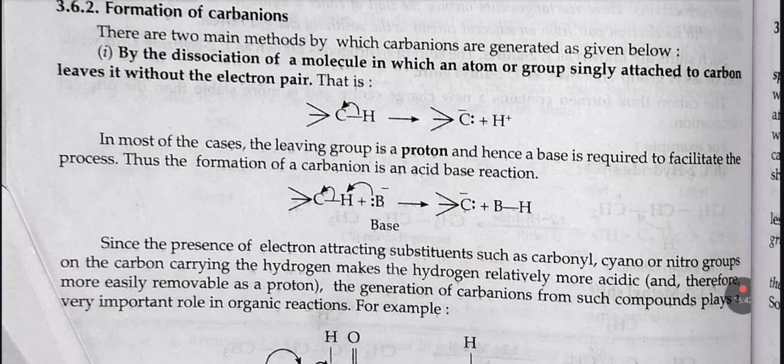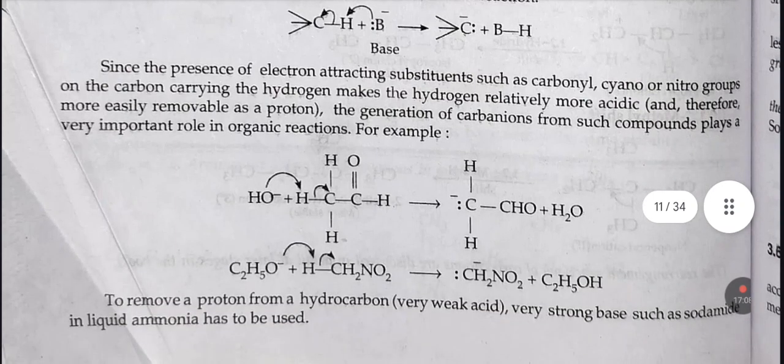The C-H bond will move onto C, plus B negative. These two electrons will move onto C, which will give rise to C negative plus BH. The presence of electron attracting substituents such as carbonyl, cyano and nitro groups on the carbon carrying the hydrogen makes the hydrogen relatively more acidic and therefore more easily removable as a proton. The generation of carbanions from such compounds plays a very important role in organic reactions.